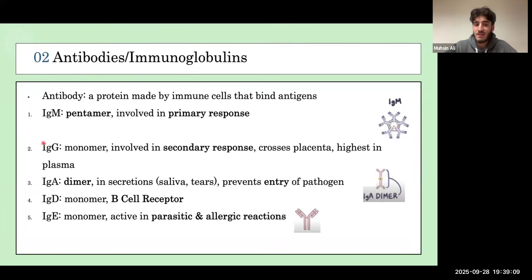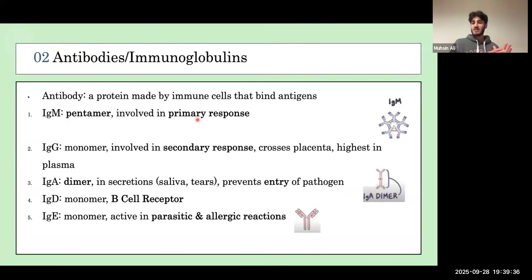Now, the second one that you have is IgG. It is a monomer, so it's just a single one. It is involved in the secondary response. It crosses the placenta, and it's the highest in amount in the plasma. So how can you remember your IgM pentamer? The way I remember this, I don't know if this is going to help you, is the amount of zigzags. You have a good amount of zigzags in the M, meaning it's the biggest one, so pentamer, right? And it's involved in your primary response.